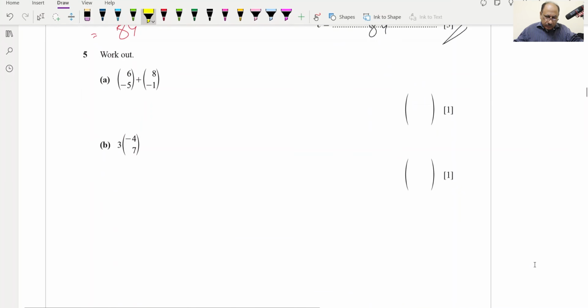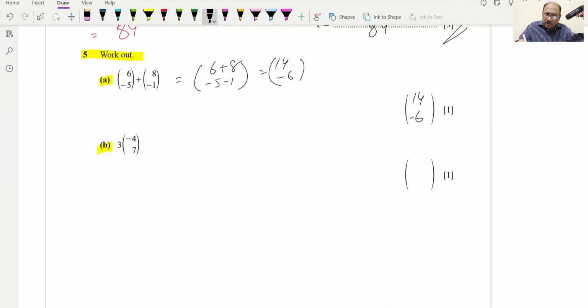Now next is a vectors question. This will be vector addition. We will just add 6 plus 8 and minus 5 minus 1, and this will be equal to 14 and minus 6. So our answer will be 14 and minus 6 over here. And next, 3 multiplied by this, we will multiply each term by 3. So minus 4 into 3 and 7 into 3, and the answer will be minus 12 and 21. Both are 1 mark parts.